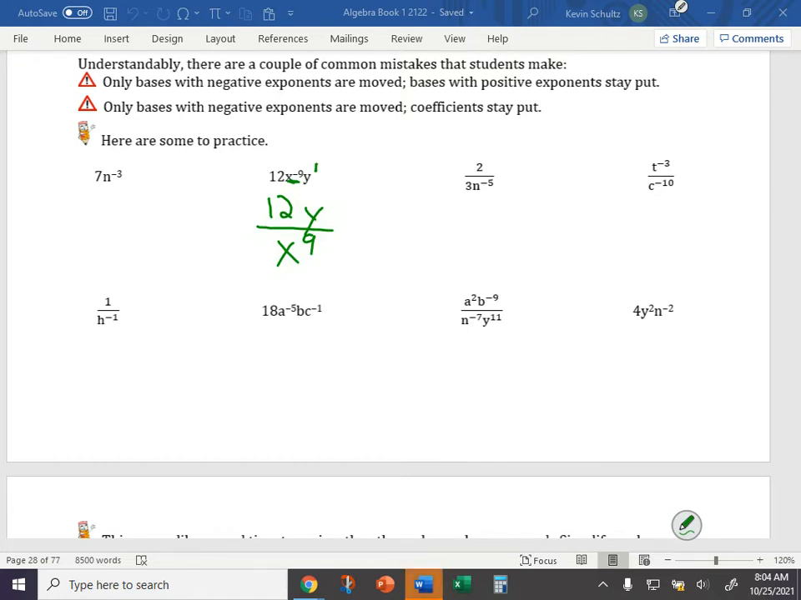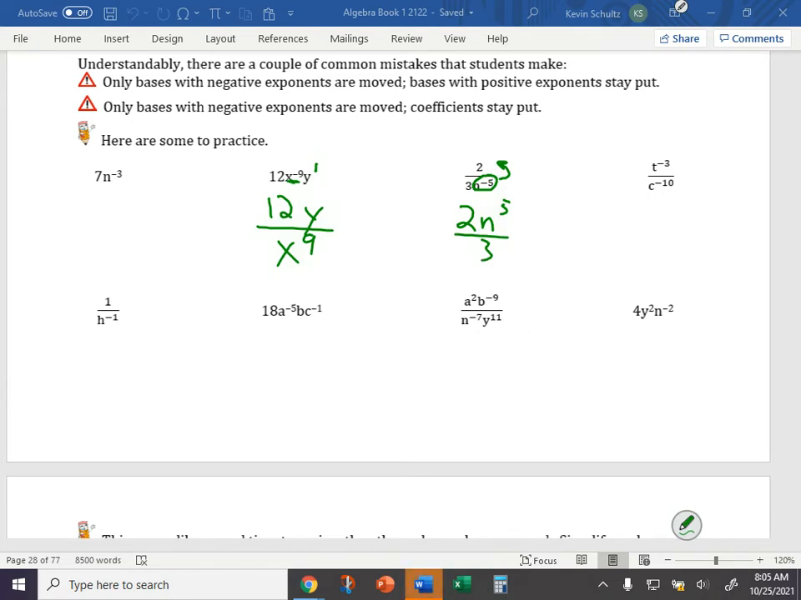There you go. How do you do the next one? Great question. The next one, we have 2 in our numerator, and then a 3 and the n to the negative 5th in the denominator. What are we going to need to move? Alex? N to the negative 5th, right? And where are we going to move that to? The numerator. We don't touch that 2 because it's positive. We don't touch that 3, it's a coefficient. And so our simplified expression is going to be 2 n to the positive 5th over 3.